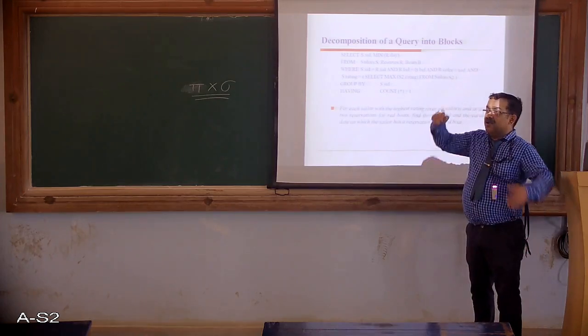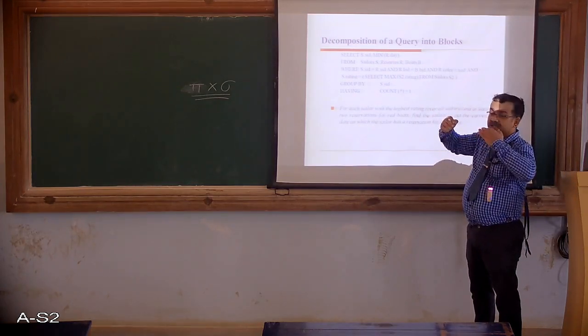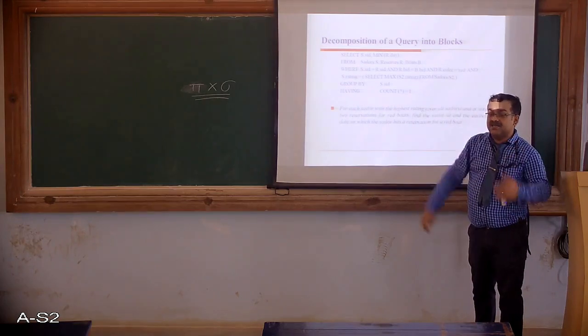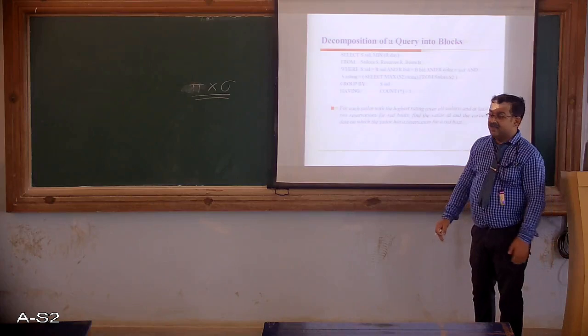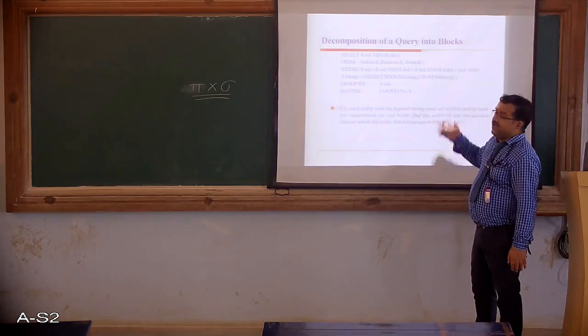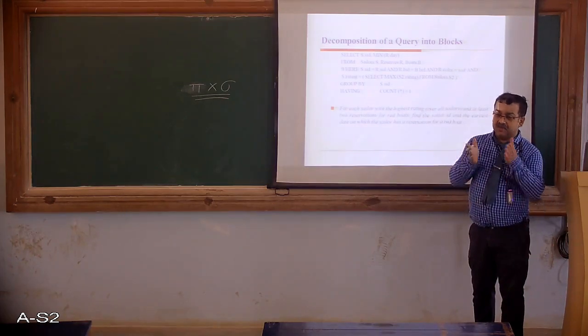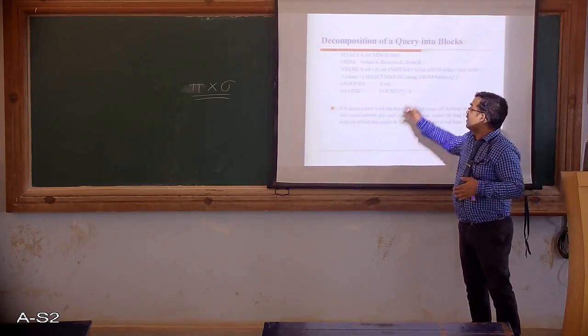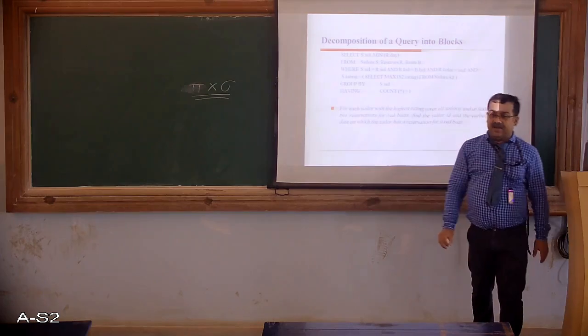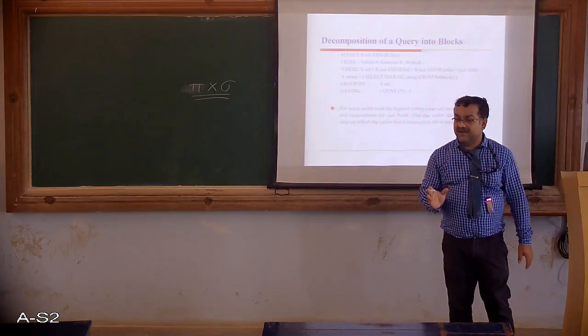That is the sailor ID and the earliest date on which the sailor had the reservation. So that will be displayed. Okay? So intentionally a complex query is taken here to show the optimization, the way optimizers work. Now this particular query will be broken up into two blocks, definitely, because there are two blocks.